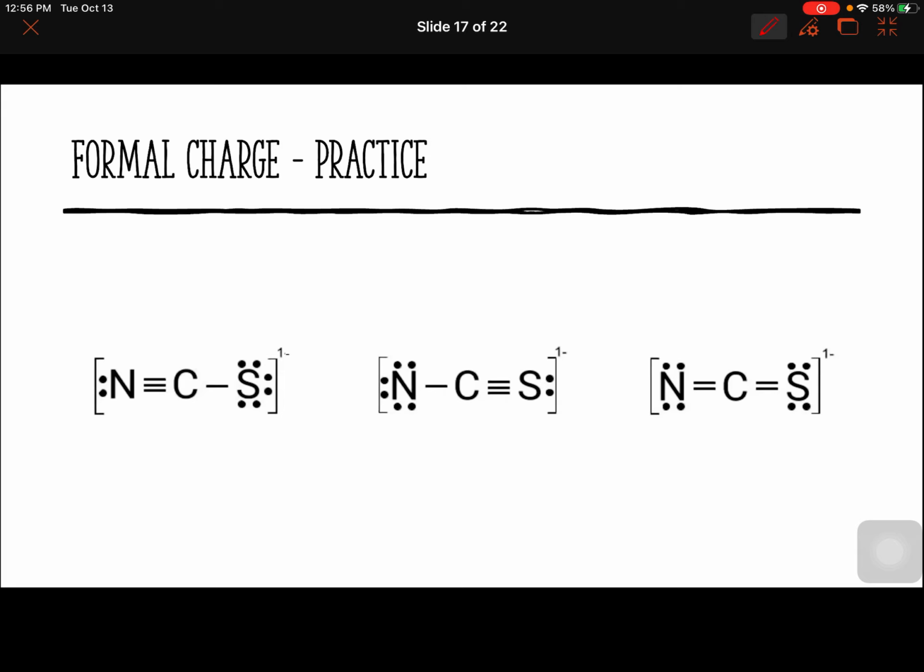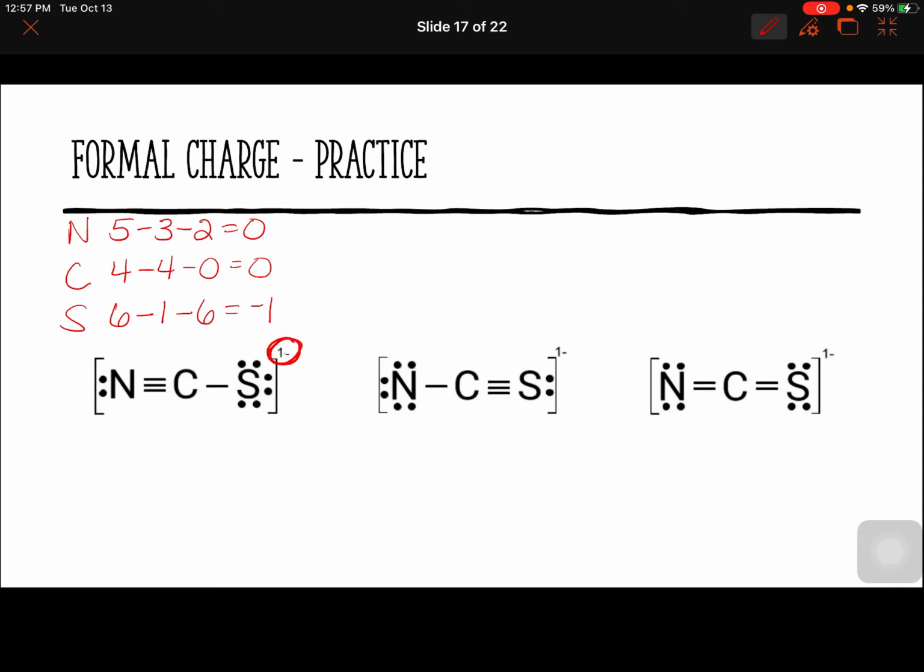So let's look at these three possible arrangements. This is, I think, the thiocyanate ion. This is easier because we only have 3 to work through. So let's do nitrogen, 5 valence, -3 bonds, -2 dots. Carbon, 4 valence, -4 bonds, -0 dots. Sulfur, 6 valence, -1 bond, -6 dots is -1.